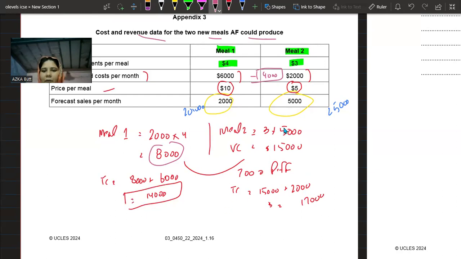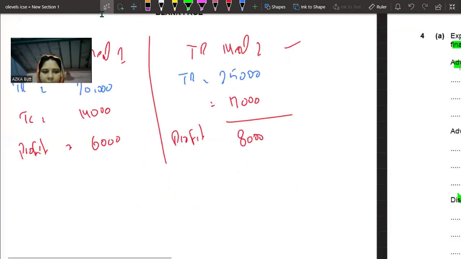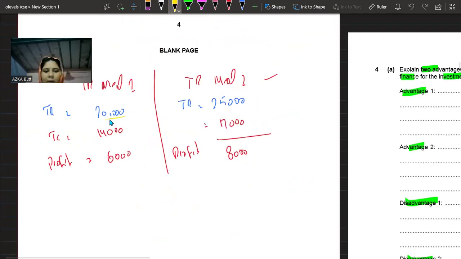And if you want to find out the profit, so if you see that its total revenue is $20,000, how did I find this? I basically multiply the selling price with the total forecasted sales. So this is 20,000 total revenue, total cost is 14,000, so profit is 6,000. And in this meal two scenario, total revenue is 25,000 and total cost is 17,000 and profit is 8,000. So profit is 2,000 more than meal one.